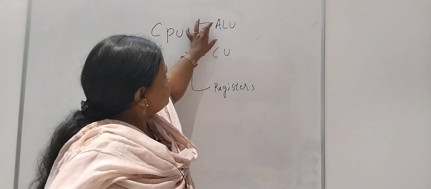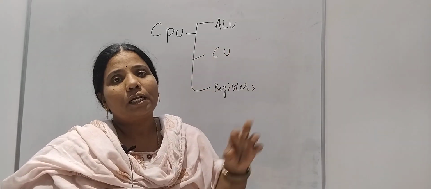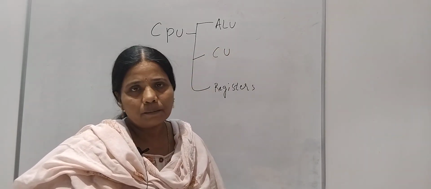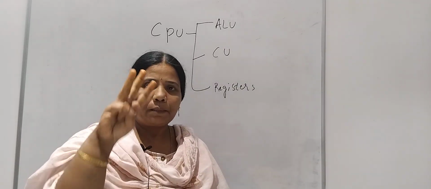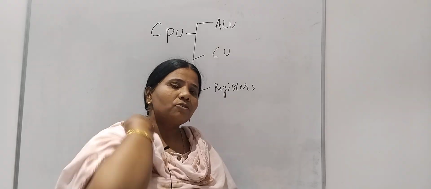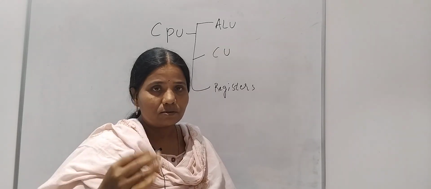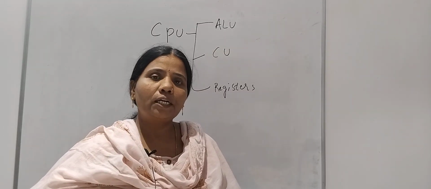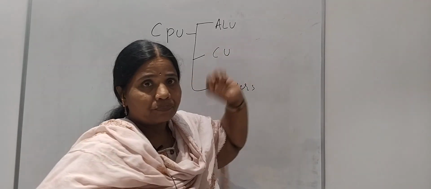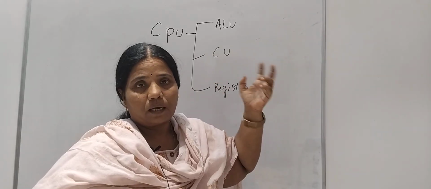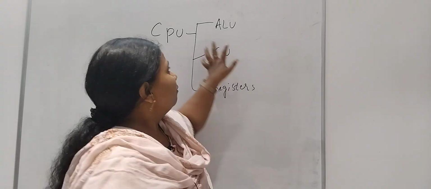So already in my previous video I told you what is ALU. What does ALU do? ALU does arithmetical and logical operations. Arithmetic operations are nothing but what? Addition, subtraction, multiplication, division, isn't it? So what are logical operations? AND, OR, NOT, XOR, NAND, NOR, whatever the logical gate operations are there, bitwise operations, that will be performed in the ALU.